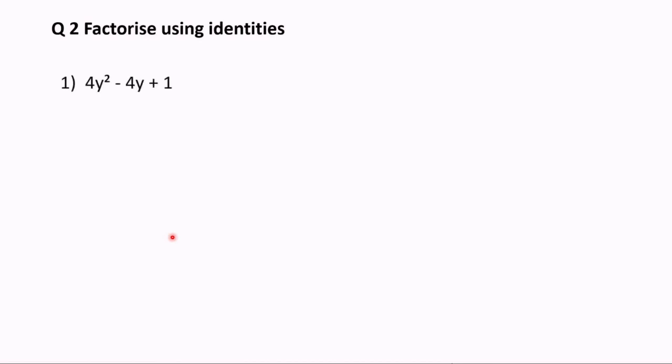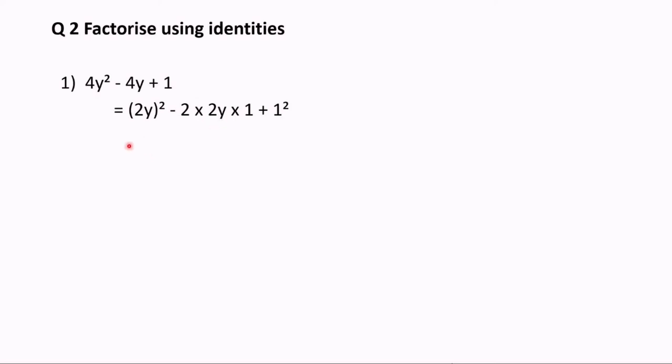The first one is 4y square minus 4y plus 1. Here we have to use identities, as already given in the question. But when factorization comes, we think about whether any common factor is given or not. Here we do not have to think about that because we are using identities. How to use the identity? First, we have to check which identity is given in this question. 4y square we can write as 2y the whole square, and here 1 can be written as 1 square. So we can check whether 2ab is given or not: 2 into 2y into 1.